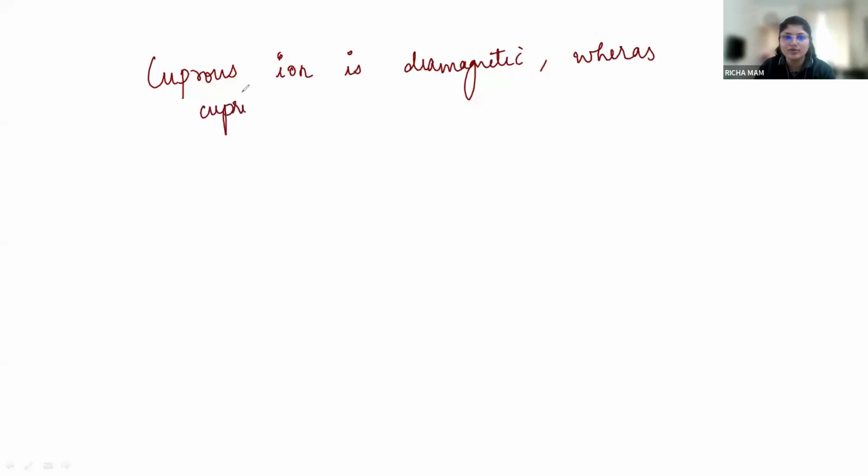This is a bit of an applicative type question. Cuprous ion is diamagnetic, whereas cupric ion is paramagnetic. Explain. Can you explain this?